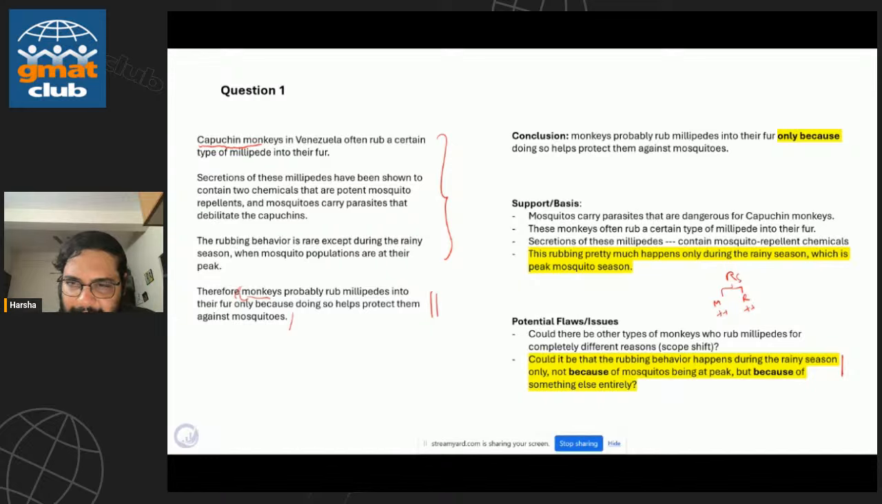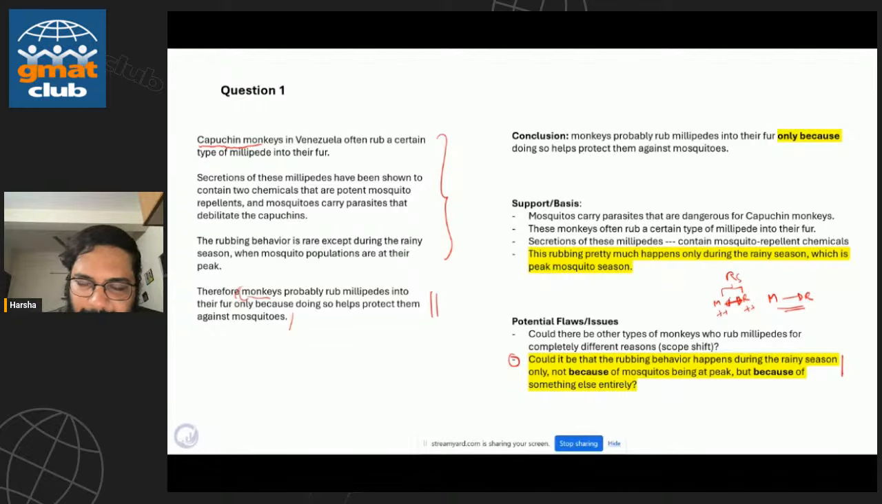Just because two things are happening at the same time and they tend to happen at the same time, it could be correlation. How do you know that it's because of the mosquitoes that this is happening? How do you know that it's because the mosquitoes are at peak that these monkeys are doing this rubbing activity during the rainy season? We don't know that, right? And that's what Naman alluded to, right? So this is also a flaw.